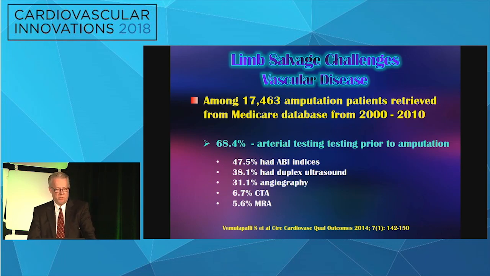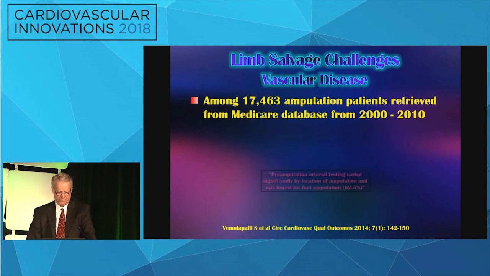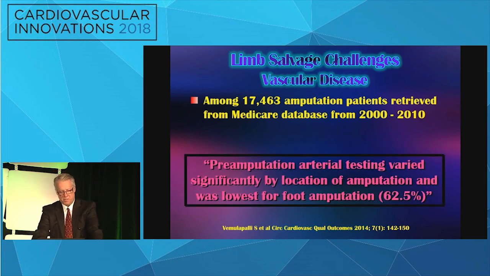Only 68% of the patients had arterial testing prior to the amputation. This study looked at patients for about 24 months prior to the amputation. What's most alarming is this. The arterial testing varied by location of amputation, but it was the worst for foot amputations.